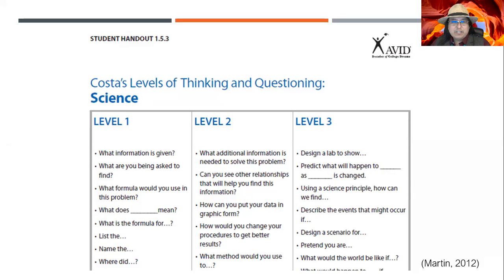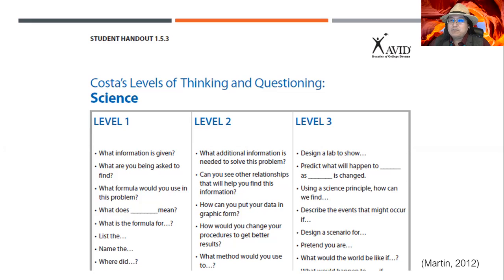So here's some examples. Let's take, for instance, we're learning about cellular respiration. I could look at these sentence frames on the left here in level 1, and I could come up with something for cellular respiration. So I can say, what does cellular respiration mean? That's a level 1. How can I take that same concept and make it even more rigorous? Maybe it says here, how can you put your data into graphic form?